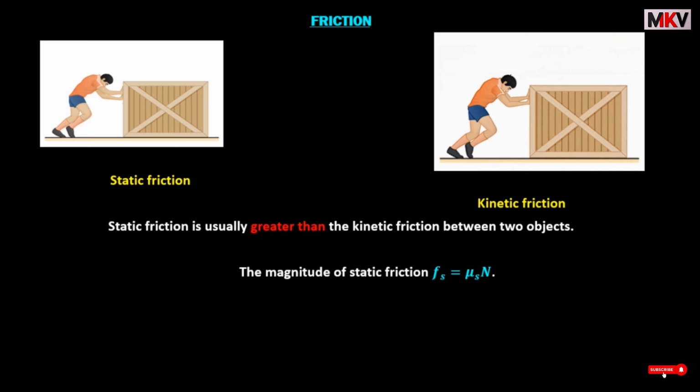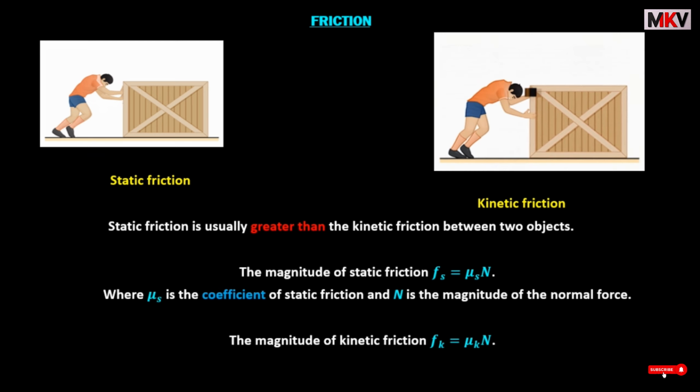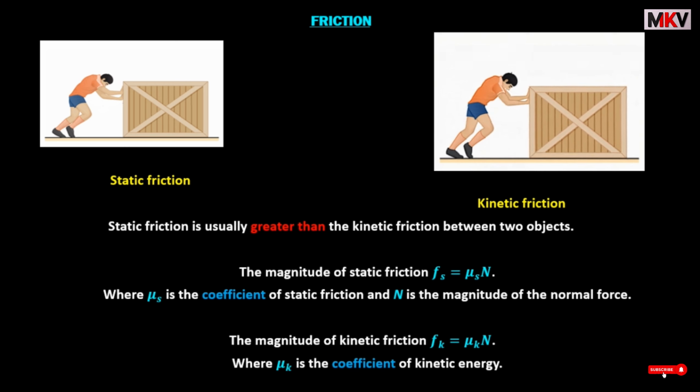Now, the magnitude of static friction is the coefficient of static friction times the normal force. The coefficient is a constant times the normal force. The normal force is the weight of the object. So this expression gives the magnitude of static friction. The magnitude of kinetic friction is the coefficient of kinetic friction times the normal force. The normal force is the weight of the object, which is the mass of the object times the acceleration due to gravity, and the coefficient is a constant. So this expression gives the static friction and the kinetic friction between systems in contact.